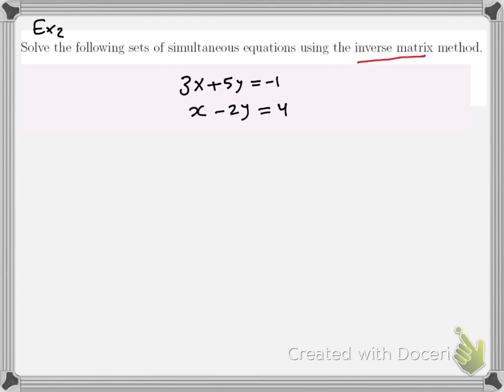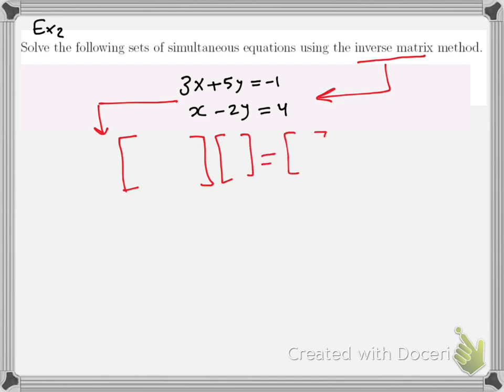Then I will use the inverse matrix to solve this system of equations. First of all, I will try to insert this system in the matrix form. Then I will make one matrix for the coefficients and one matrix for the variables, equals to one matrix for the right side. The coefficient of x, in front of x up and down, I have what and what? I have 3 and 1. The coefficient of y, what and what? I have 5 and negative 2.